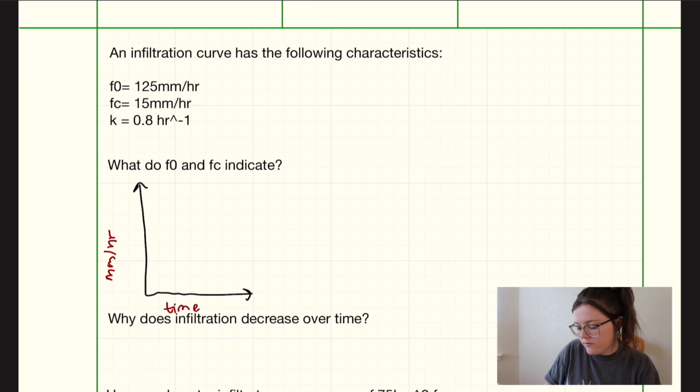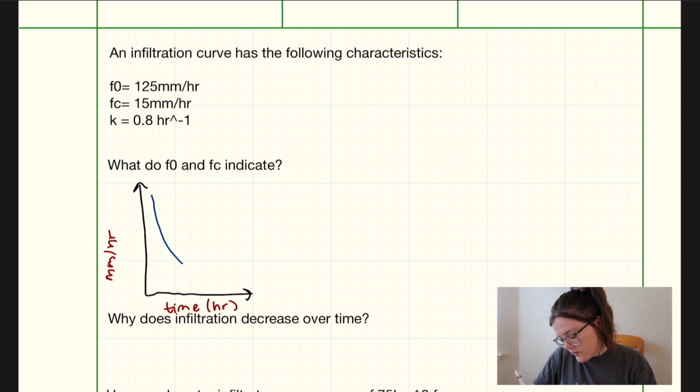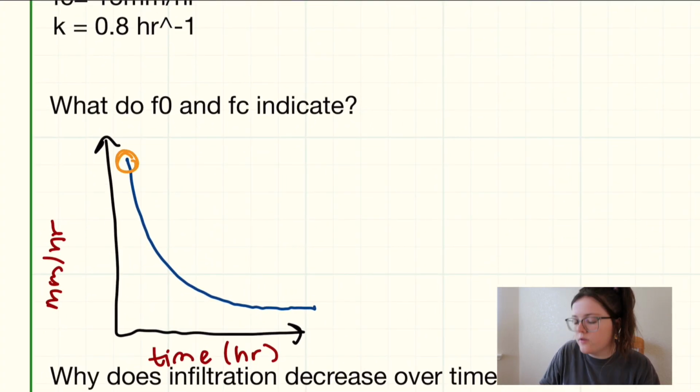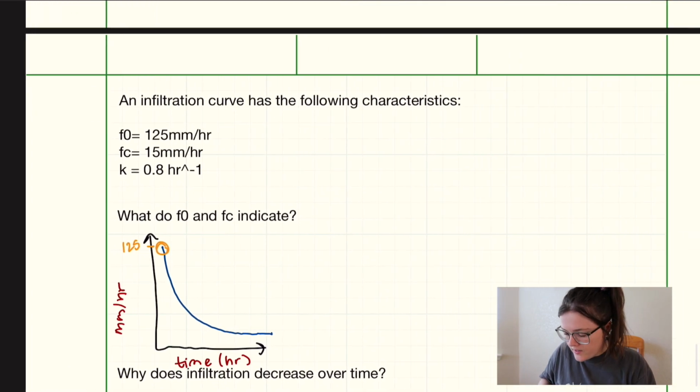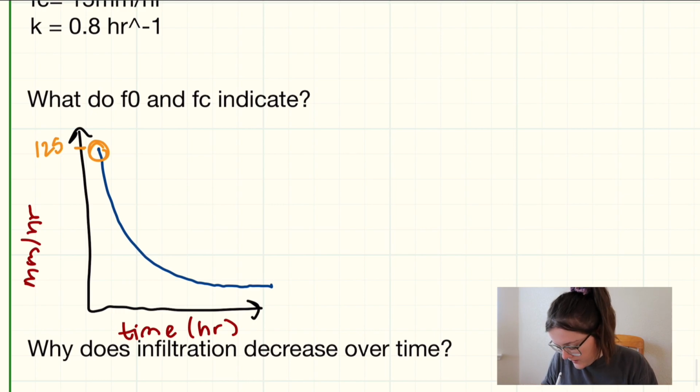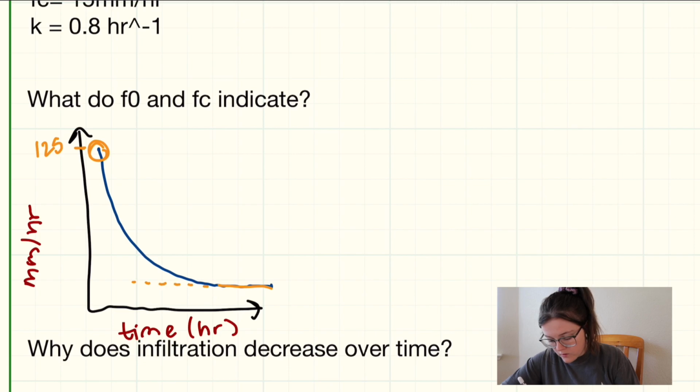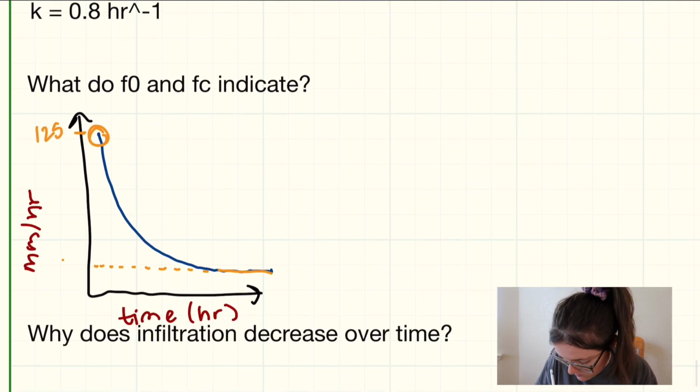So on our y-axis, we have the millimeters per hour, which is our infiltration. And on the x-axis, we have our time in hours. And a rough look of what one of these sketches would look like is, it'll look like this, where this very first value here, that's our F naught. That is our initial infiltration capacity, which in our case is 125 millimeters per hour. And then that FC is this value here, where it kind of plateaus. So in this case, we're looking at 15 millimeters per hour.